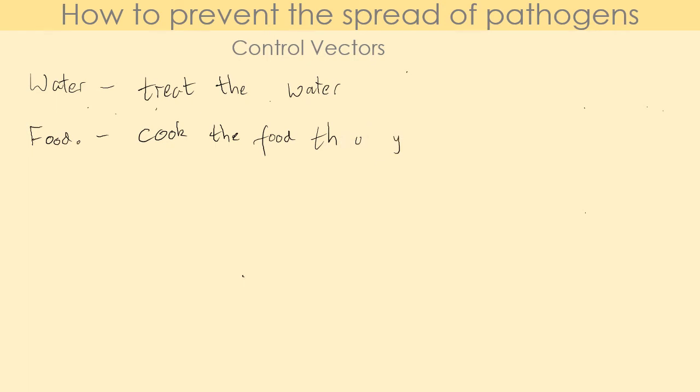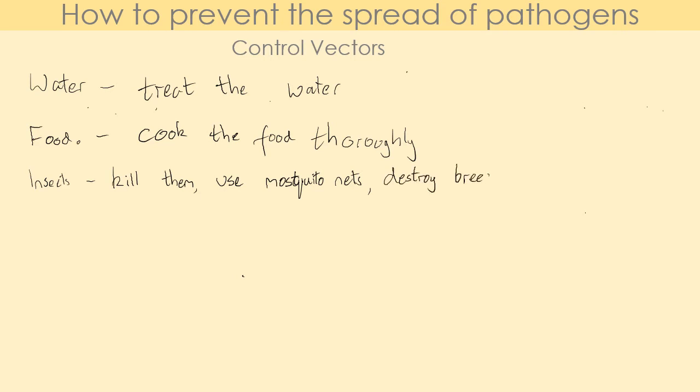It would help if I spelled thoroughly correctly. There we go. With our insects, so for example our mosquitoes or ticks, we can kill them. We can use mosquito nets to stop them biting us. And we can destroy their breeding grounds. By destroying their breeding grounds, they are no longer able to breed, and the population will die off.